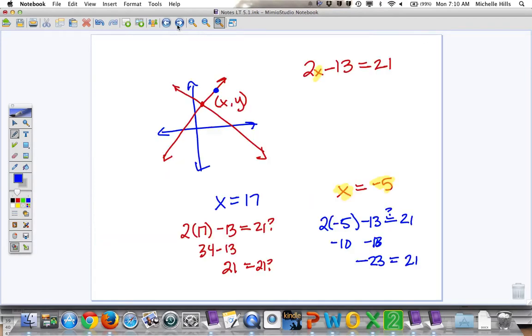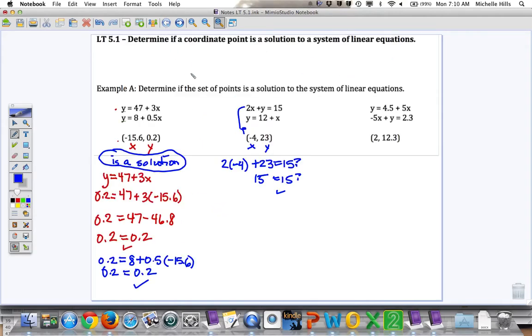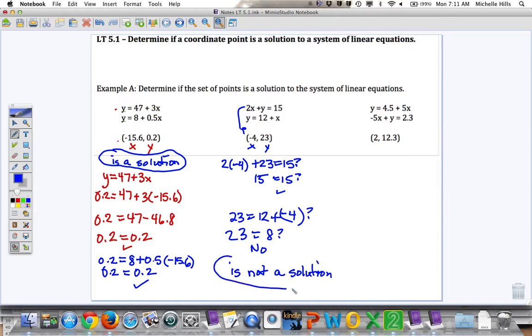But remember, if you only check the first one and it works, you might be finding a point like this instead of the point of intersection. You have to show it works in both of them. So y is 23 for the second equation equals 12 plus x is negative 4. And I'm seeing if this is true. 23 equals, well, 12 plus negative 4 is 8. No. Don't leave it here. Answer the question. Is not a solution. It's a solution to one of the equations, but it's not a solution to the system of equations.